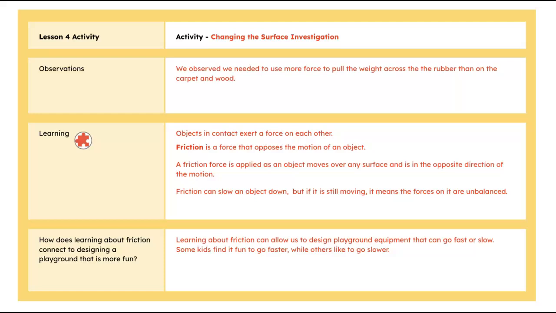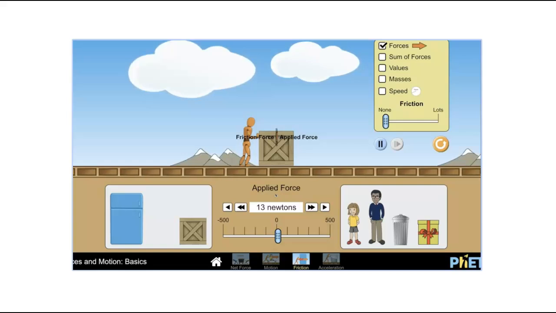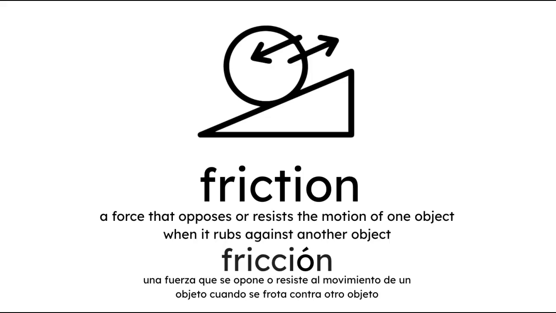From the discussion, students should understand that learning about friction can allow us to design playground equipment that can go fast or slow. Some kids find it fun to go faster, while others like to go slower. During the discussion, you'll use the Lesson 4 friction simulation to introduce key ideas about friction. This is where students will be introduced to the key vocabulary. Be sure to see the video tutorial for this simulation. You can post and discuss the friction vocabulary card.